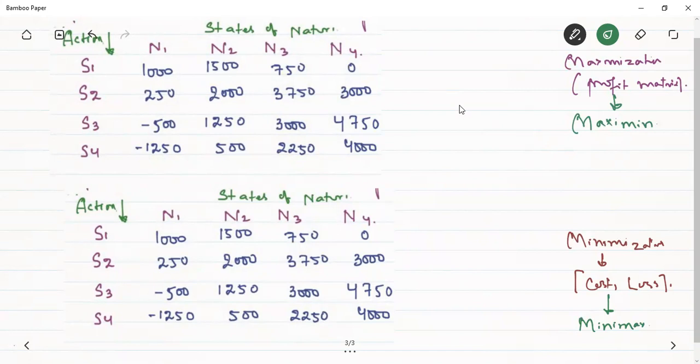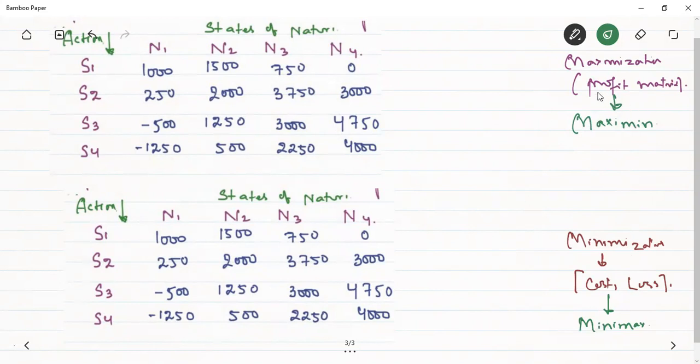So let's calculate this. Maximin means that first of all, we have to calculate all the minimum. Maximin means maximum out of the minimum. So we first have to calculate the minimum values and then select the maximum out of those minimum. In the second case, we have to select the minimum out of the maximum. Therefore, first of all, we have to calculate the maximum values for each course of action, and among them, we have to select the minimum.